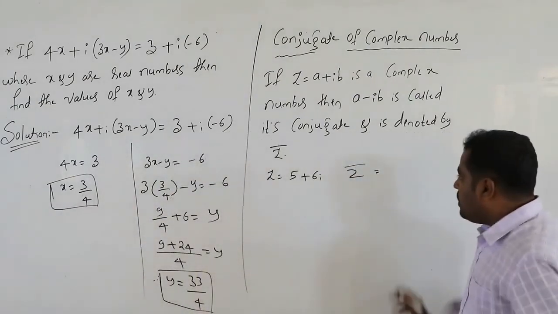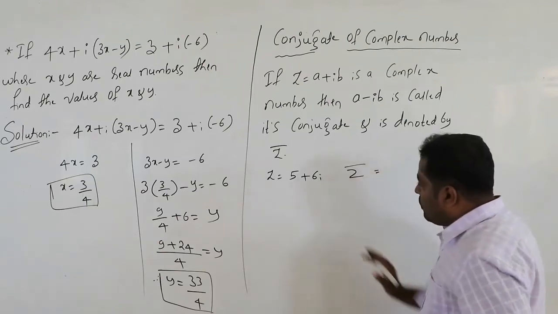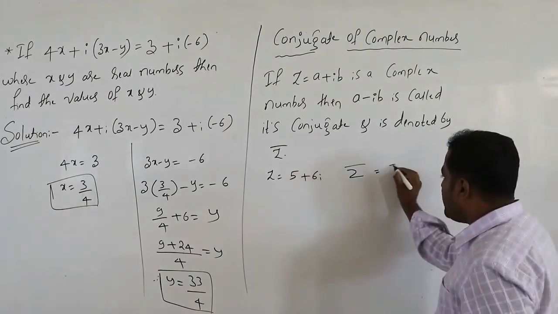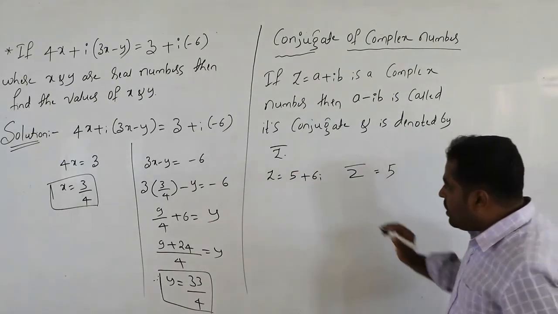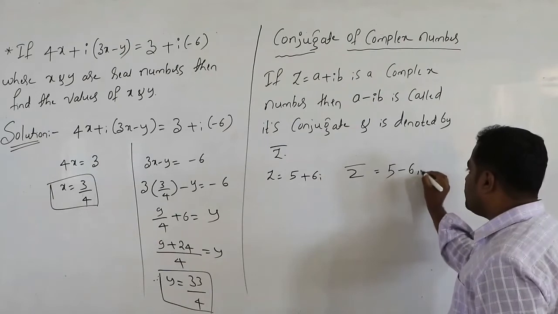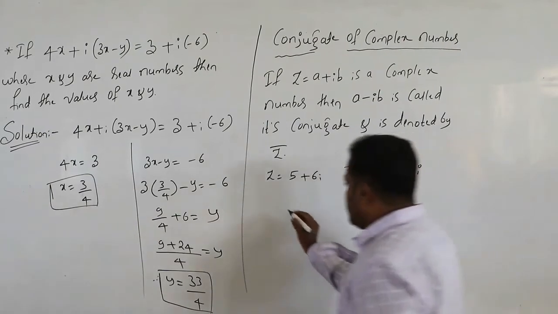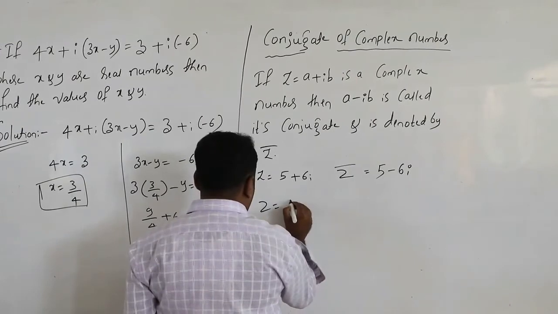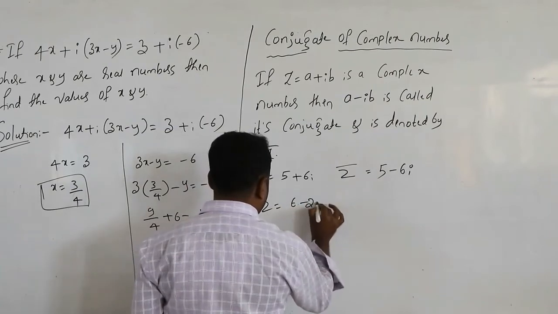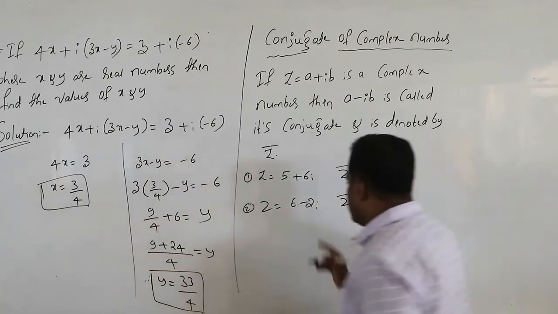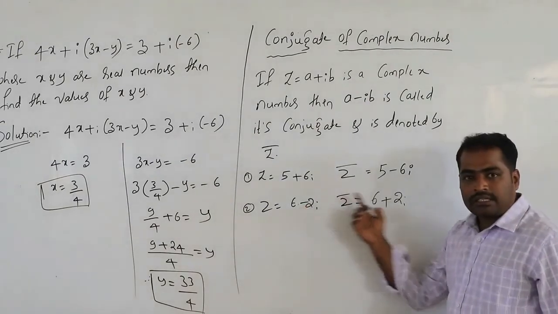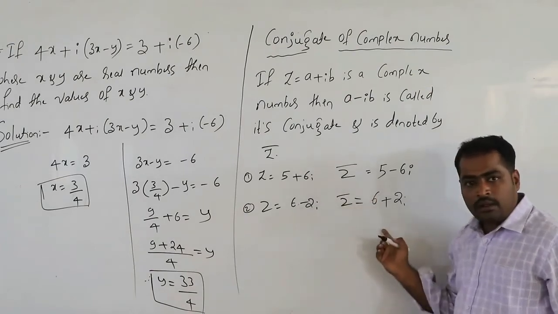Here what is the condition? We have to change imaginary part sign. 5 as it is, the condition is we have to change the sign of imaginary part. Plus is here, consider minus of 6 times i. If z is equal to 6 minus of 12i, then what is z bar? Here minus is here, consider plus, that is a conjugate. If it is here minus, consider plus. If it is here plus, we can consider here minus.